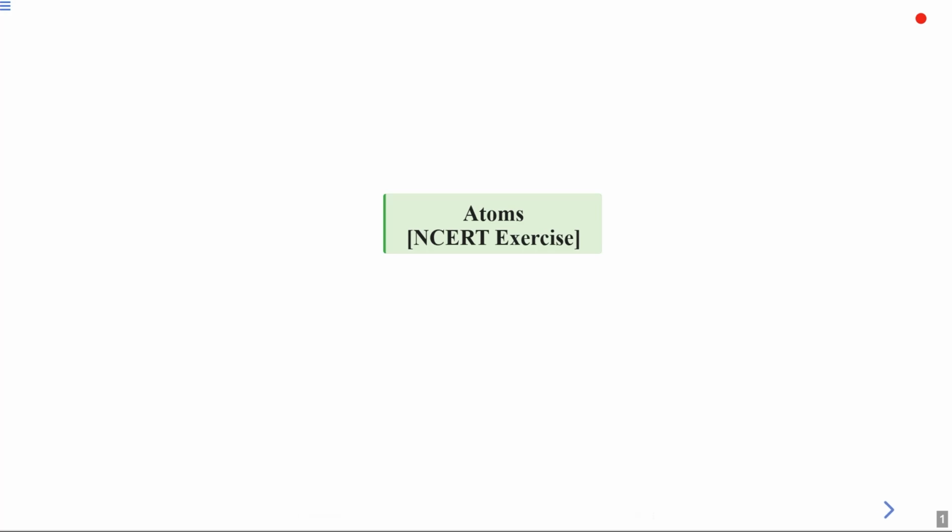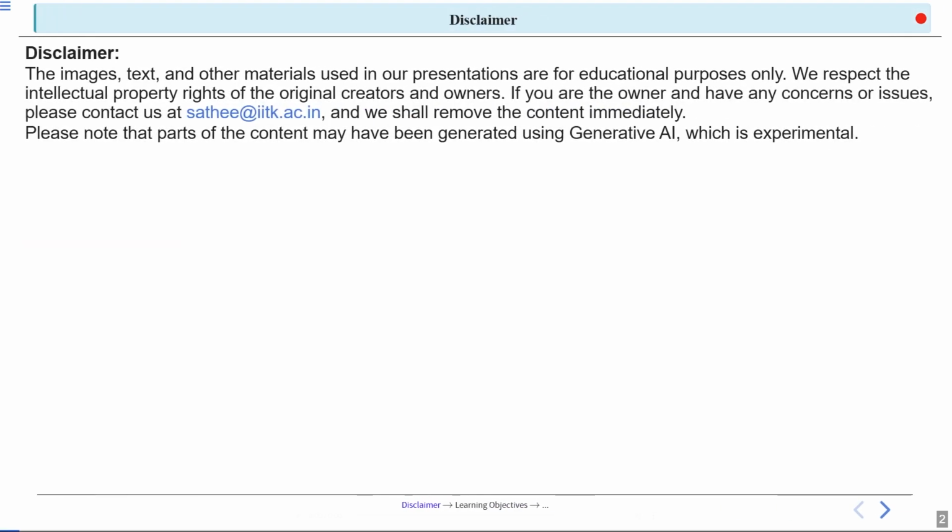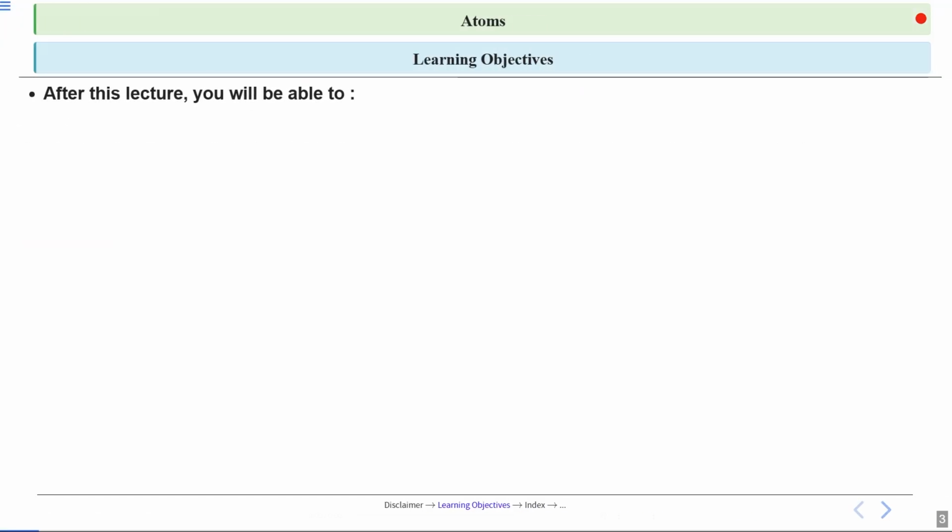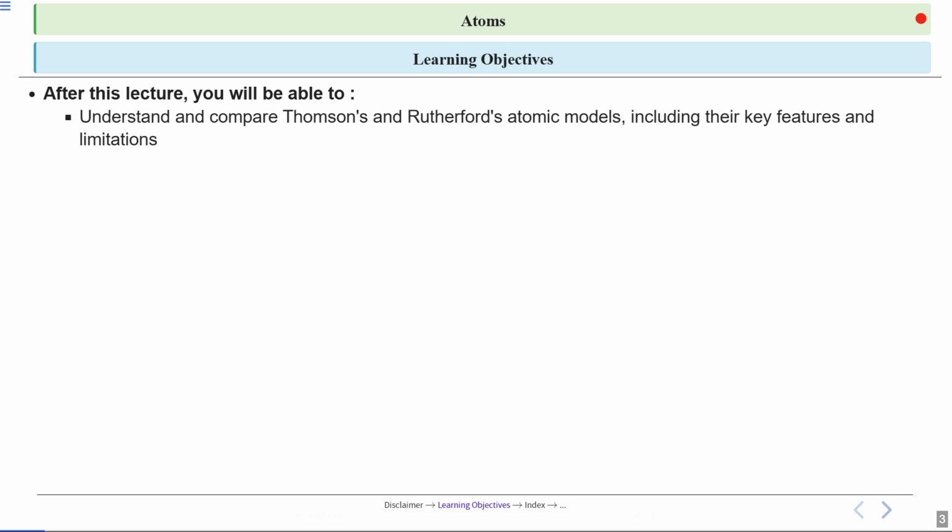Today we are going to discuss the NCERT exercise of the chapter Atoms. This is the disclaimer. Let's start by looking at what you will be able to do after this lecture. Our focus is on atoms, and by the end you will have a clear understanding of some key atomic models and how to apply atomic physics concepts.